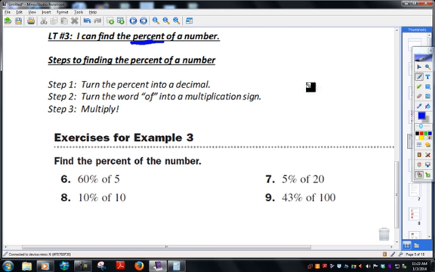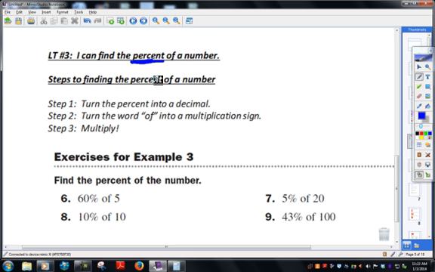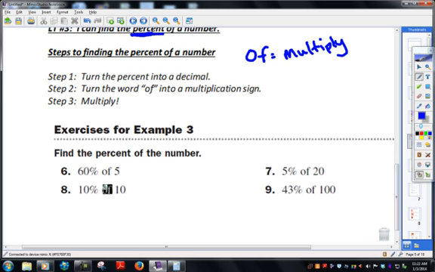Just to recap, percent means per 100, right? Okay, steps to finding the percent of a number. The word of in math means, I've said this about 100 times this year already, it means multiply. Please write that. You've got to know that the word of, if I ever said find 12% of something, it just means multiply. But there's a trick to it. There's something you've got to do.